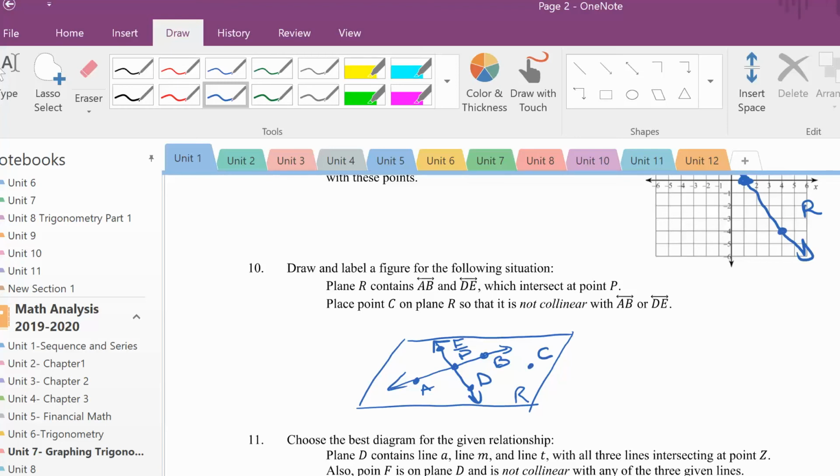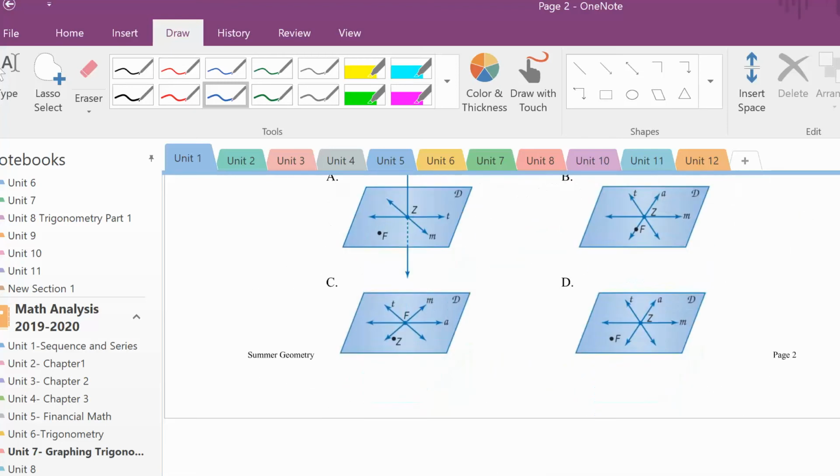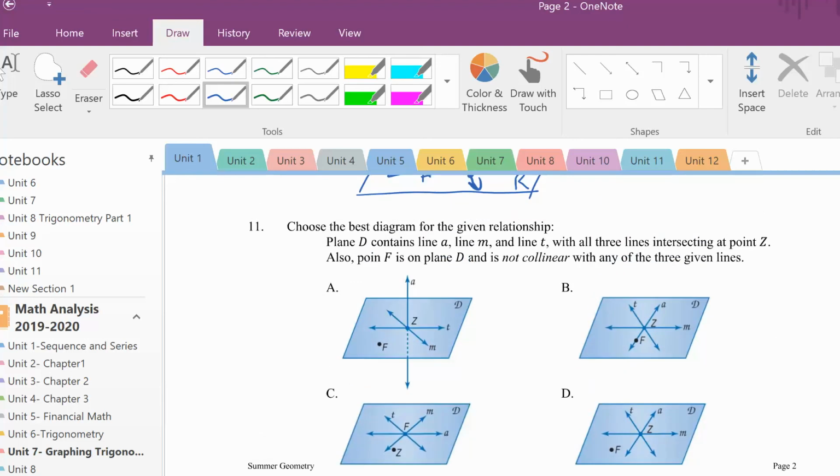All right, so then number 11, it says choose the best diagram for the given relationship, and it says plane D contains line A, line M, and line T, with all three lines intersecting at point Z. Also, point F is on plane D and not collinear with any of the three lines.